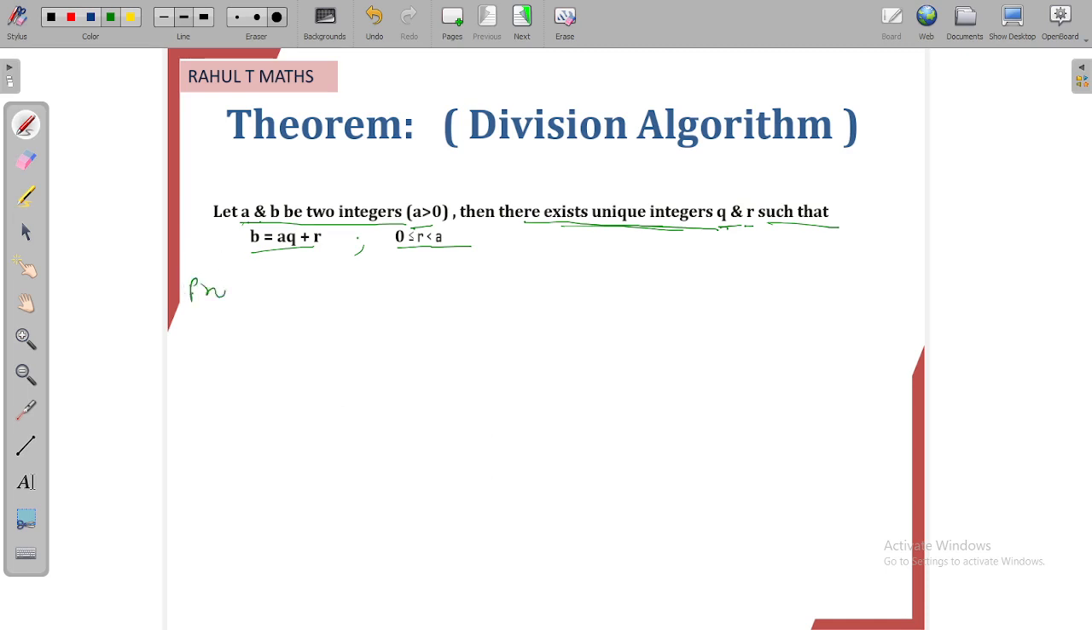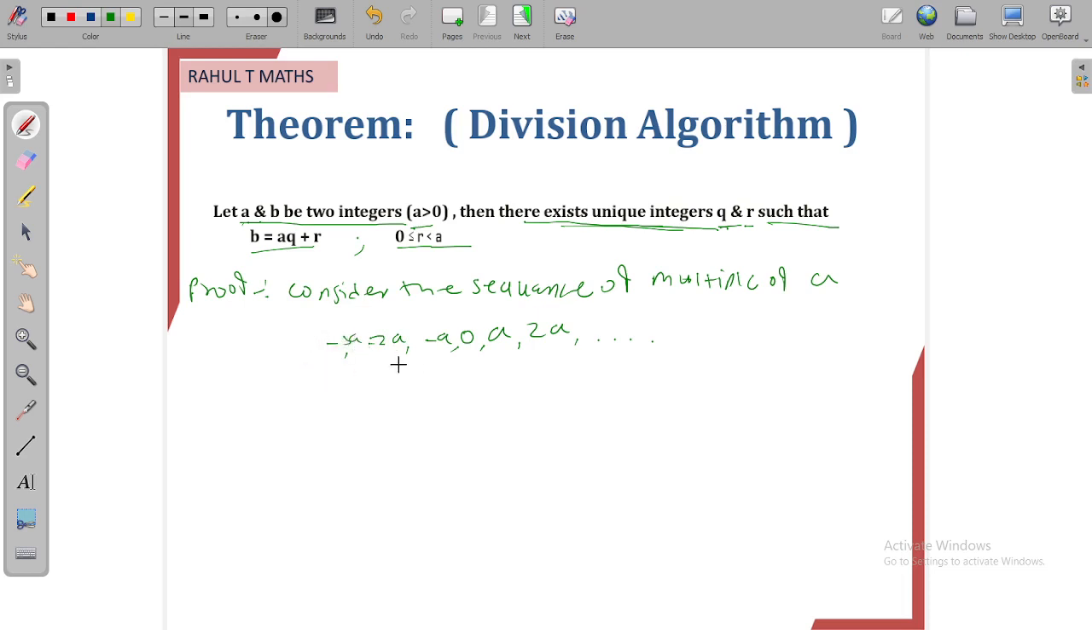Proof of the theorem. To prove the theorem, consider the sequence of multiples of a. The sequence of multiples of a is 0, a, 2a, and so on, and here minus a, minus 2a, and minus 3a. This is the sequence of multiples of a.